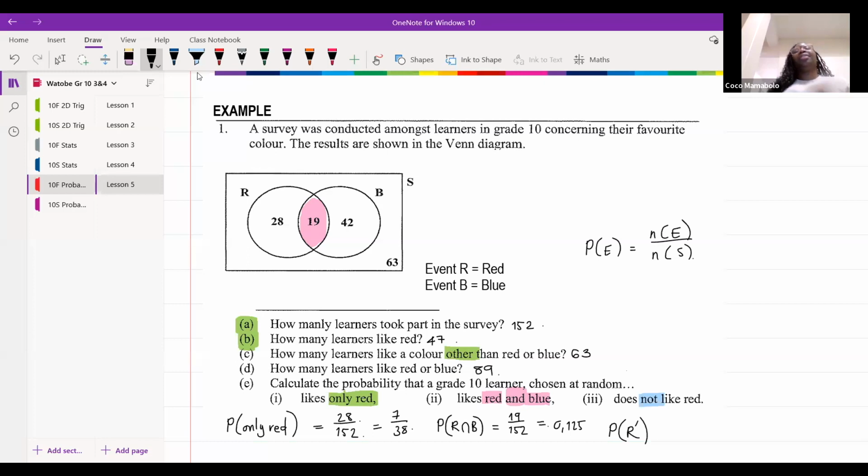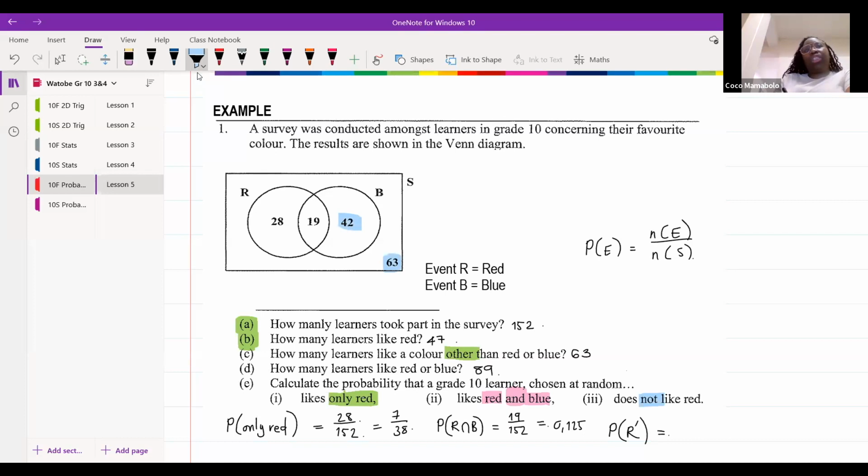I see them. Okay, so what is the probability that one of the kids chosen does not like red at all? How many students don't like red? It's when I calculated it at 105. Correct. Do you know how we got that 105 though? Yes, we added the 63 with the 28. No, with the 42. With the 42, correct.